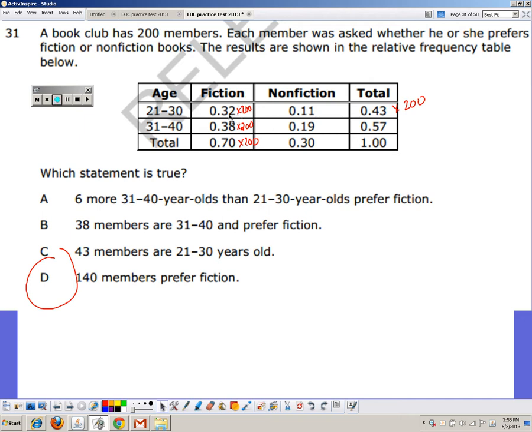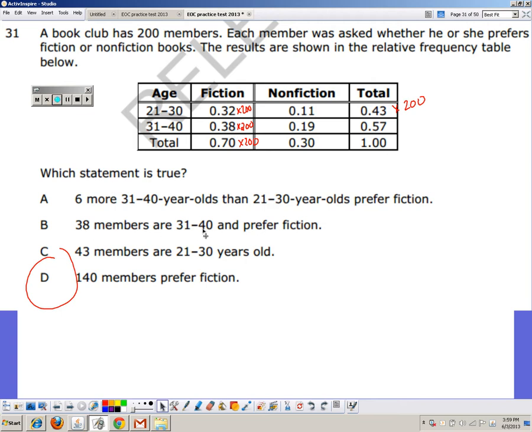So, first statement says 6 more 30 to 40-year-olds prefer fiction than 20 to 21-year-olds. Well, when we multiply 0.32 times 200, that gives us 64. 0.38 times 200 is 76. The difference between 76 and 64 is greater than 6, so we know A is false.